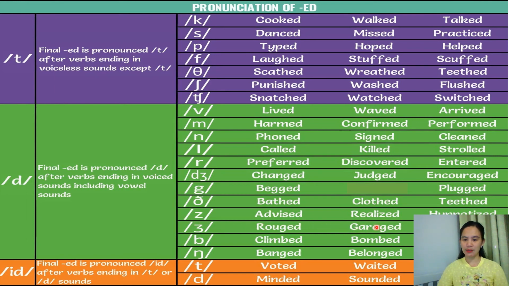Z: advised, realized, roused, garaged. M: climbed, bumped. Ng: banged, belonged. Id. Final ed is pronounced id after verbs ending in t or d sound. T: voted, waited. D: minded, sounded.